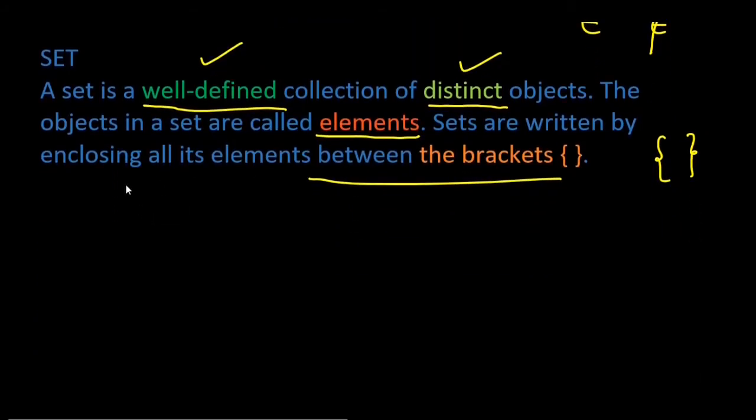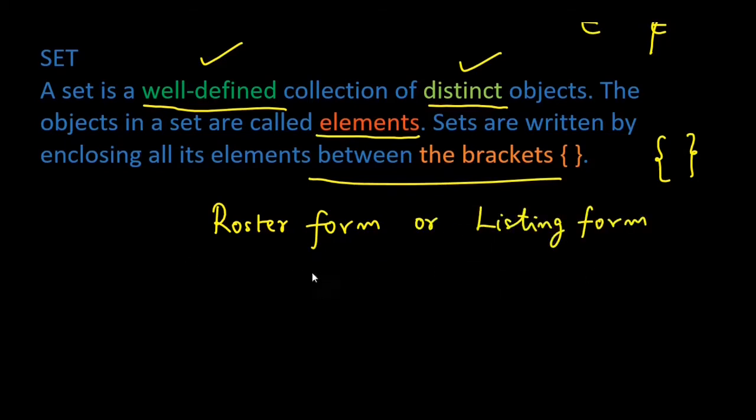We use two different forms to write sets. One is roster form, or this is called listing form. In this form, all the elements in the set are listed. If listing of all the elements is not possible, only some of the elements are listed, so that we can find out the other unlisted elements.